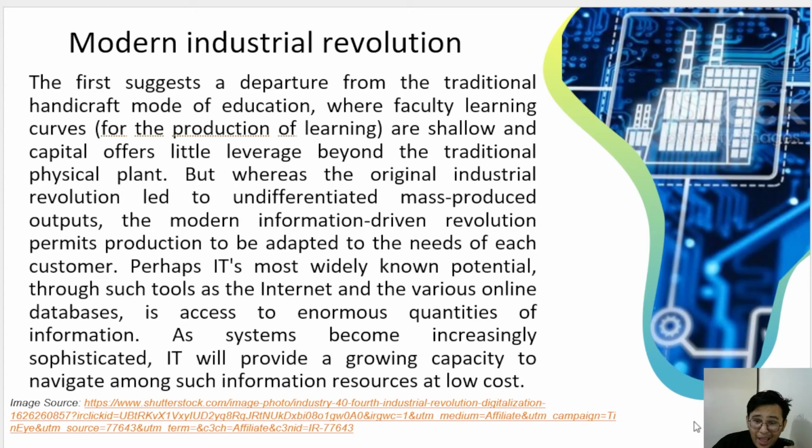But whereas the original industrial revolution led to undifferentiated mass-produced outputs, the modern information-driven revolution permits production to be adapted to the needs of each customer. Perhaps this is the potential we know through such tools as the internet and the various online databases, where huge quantities of information are accessed.